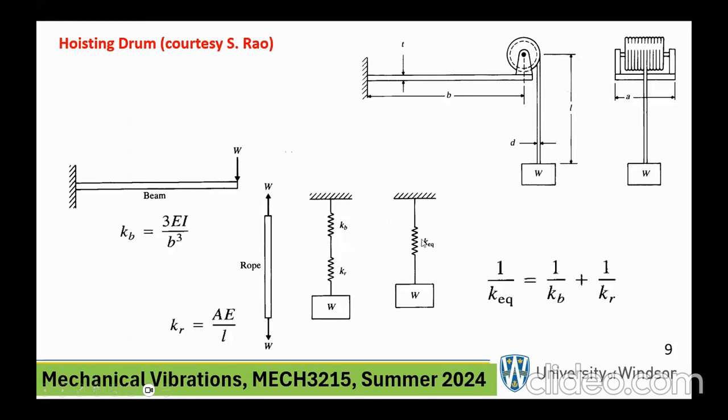So the equivalent value is 1 over KB plus 1 over KR. K equivalent is 1 over that whole shebang. But anyway, when the springs act in series, they behave like so. And that's pretty much it.